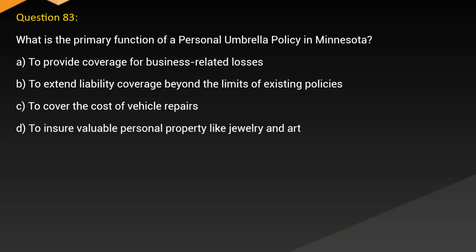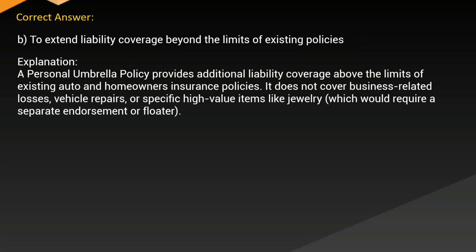Correct answer: B. To extend liability coverage beyond the limits of existing policies. Explanation: a personal umbrella policy provides additional liability coverage above the limits of existing auto and homeowners insurance policies. It does not cover business-related losses, vehicle repairs, or specific high-value items like jewelry, which would require a separate endorsement or floater.